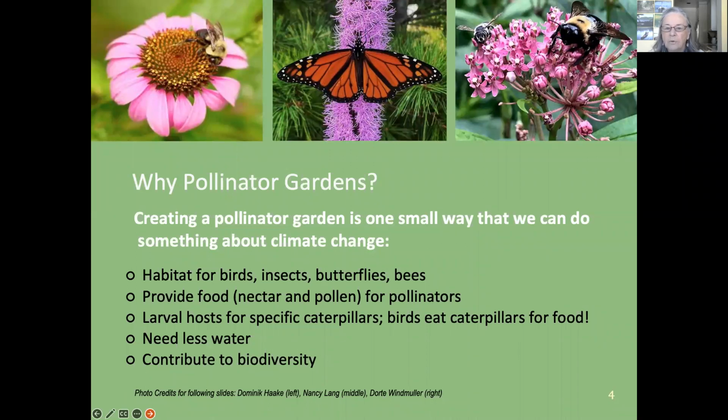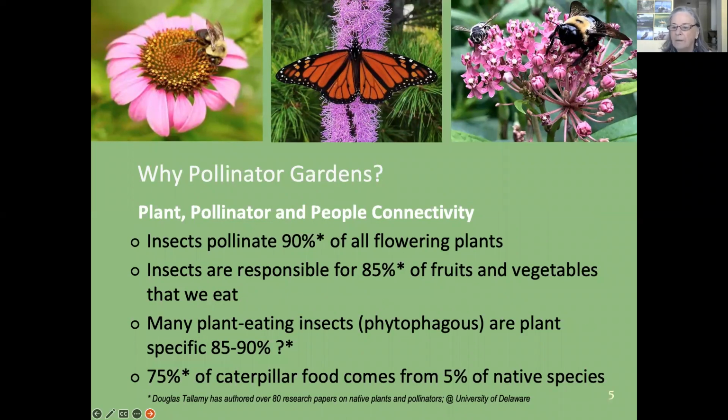Native plants also help with water conservation, as many plants are drought resistant because they're in their local habitat. And as you know, they also contribute to biodiversity. So these are four facts, if you are a factoid data person like I am, and they're attributed to Douglas Tallamy's research team. He's written over with his colleagues 80 research papers on pollinators. We're all connected, and he does a good job of explaining that in his book, Bringing Nature Home.